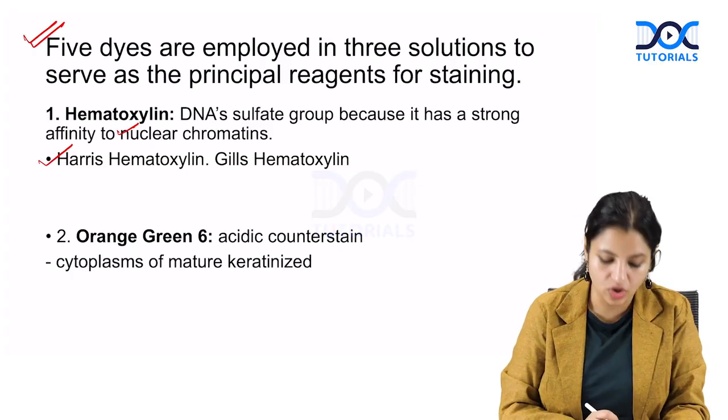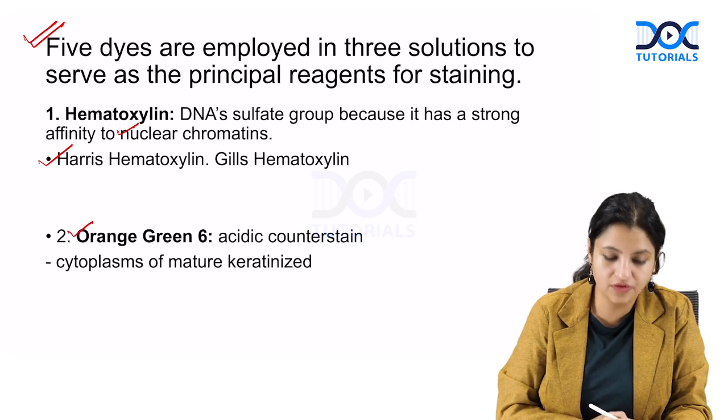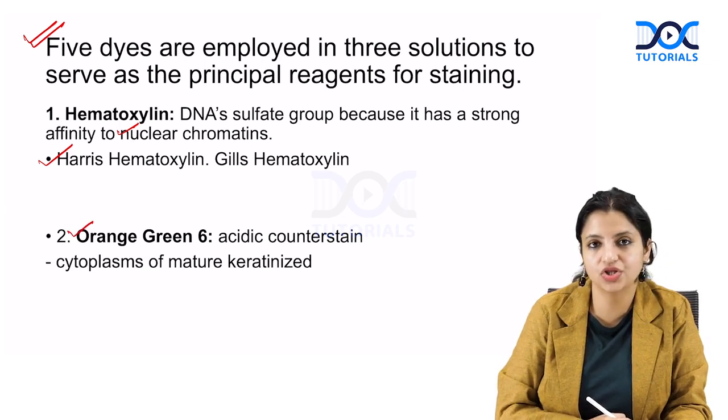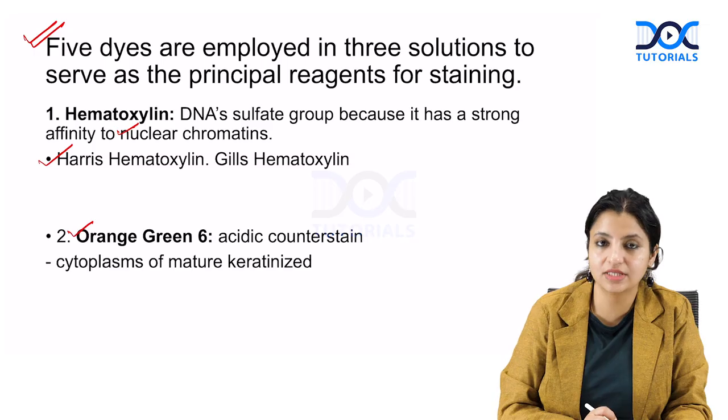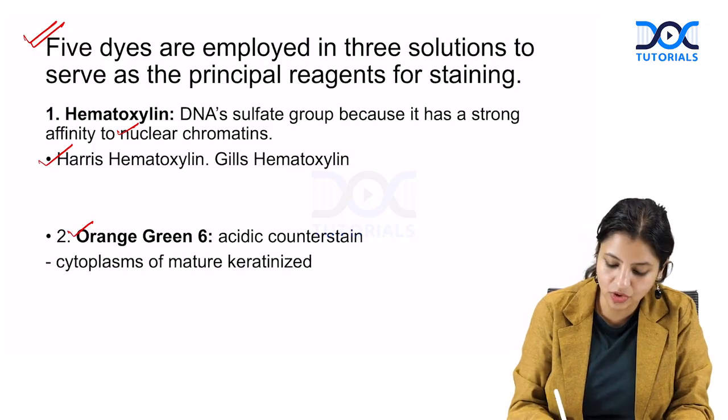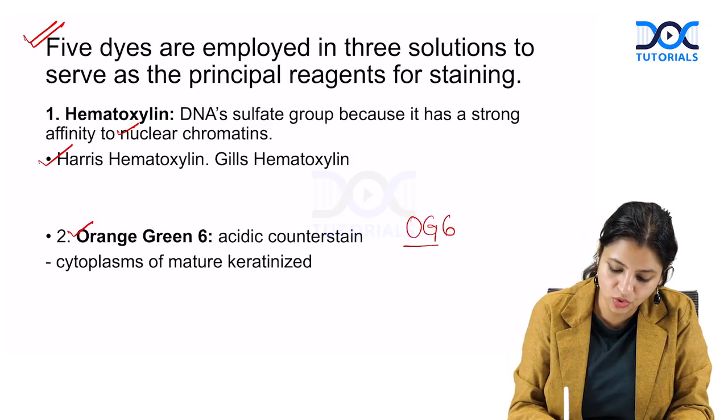That's hematoxylin. Now, the second important dye that we use is orange green G, orange green 6. It is also very popularly called, as you must have studied, OG6.